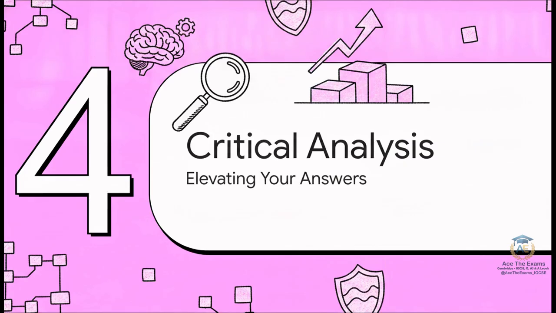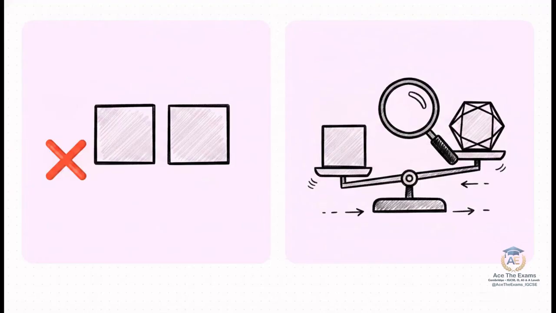Section 4. Mastering critical analysis. This is where we separate the good from the great. So what is the fundamental difference between an average answer and an excellent one? Higher-order assessment objectives demand that you evaluate alternatives and compare approaches. Superficial analysis just lists similarities. But deep, top-tier comparative analysis requires identifying similarities and differences.